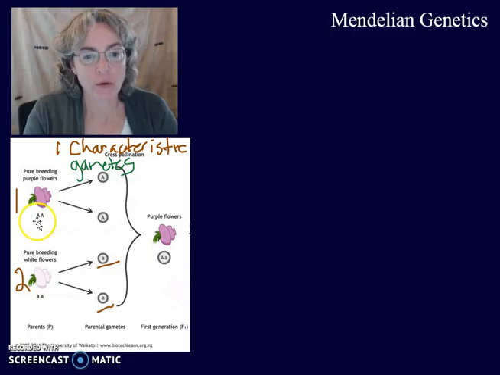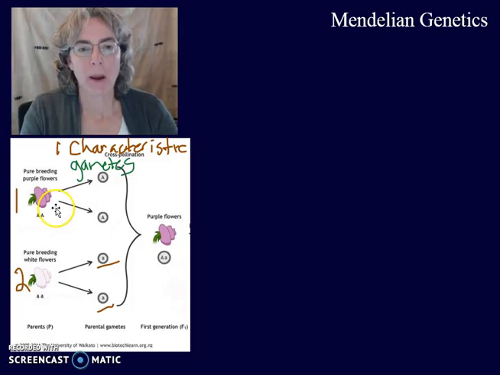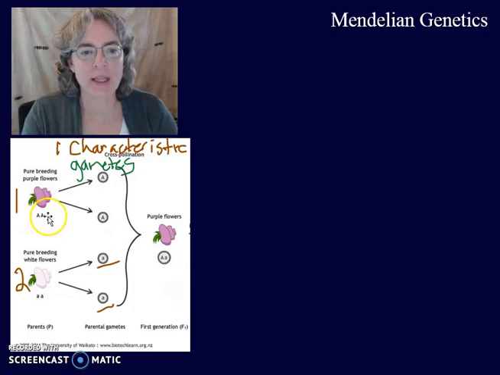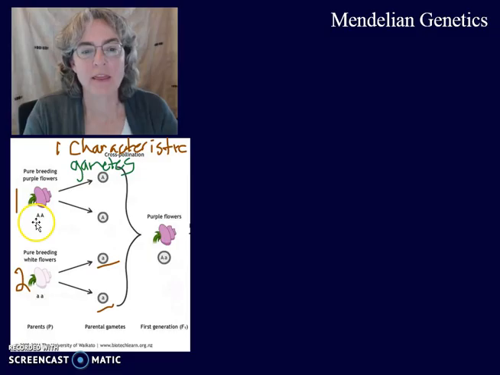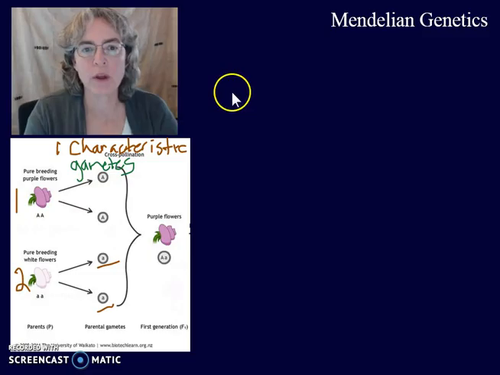Its genotype is the alleles that it has in its genetic makeup. So all of the alleles, the ones that are expressed and the ones that aren't expressed. In this case, since this plant is true breeding, it has two alleles. All organisms have two alleles for each gene. Its two alleles are both dominant. And I'll explain how we know that in a minute. But let's say that they are both dominant.